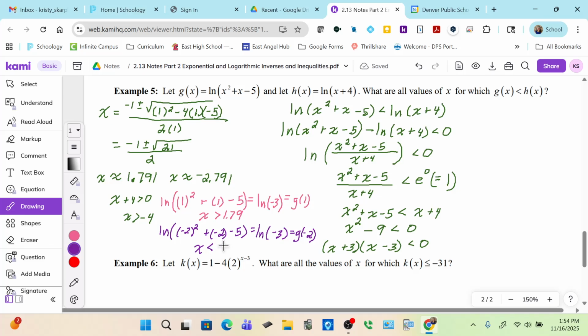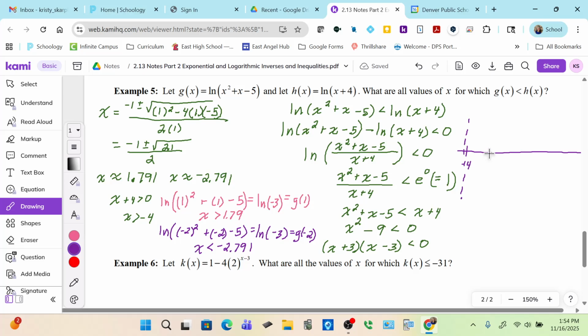I'm going to need to go less than negative 2.791. And the reason that's important is because there's going to be some values on my number line that I don't need to test because they can't work anyway. So we know that negative 4 is a possible zero, and that it's got to be greater than negative 4 as well. So we're not going to use anything lower than negative 4. It's got to be everything greater than negative 4.